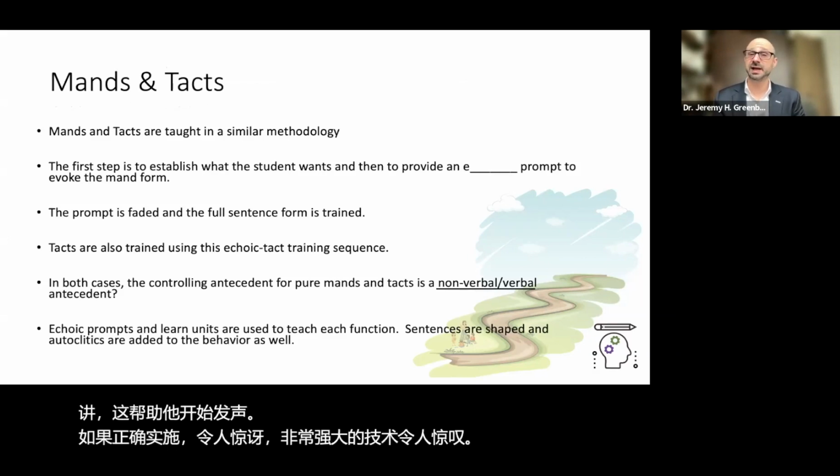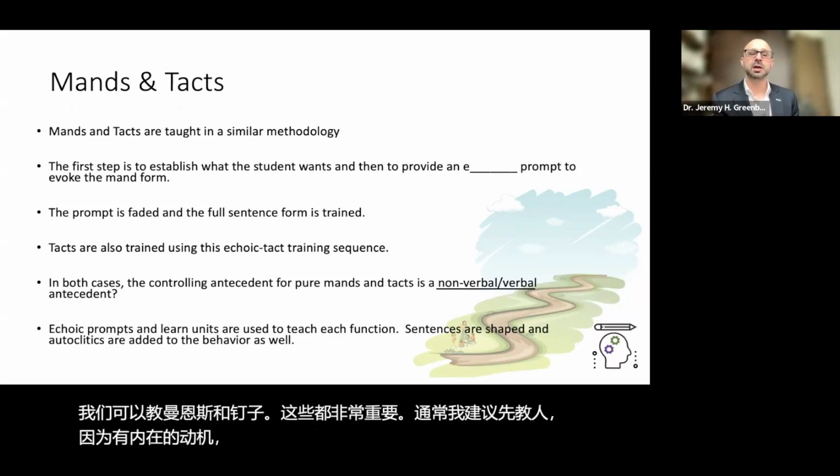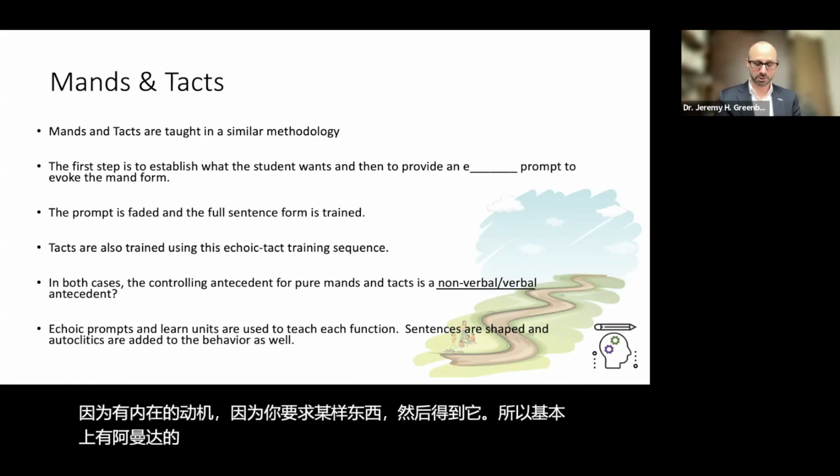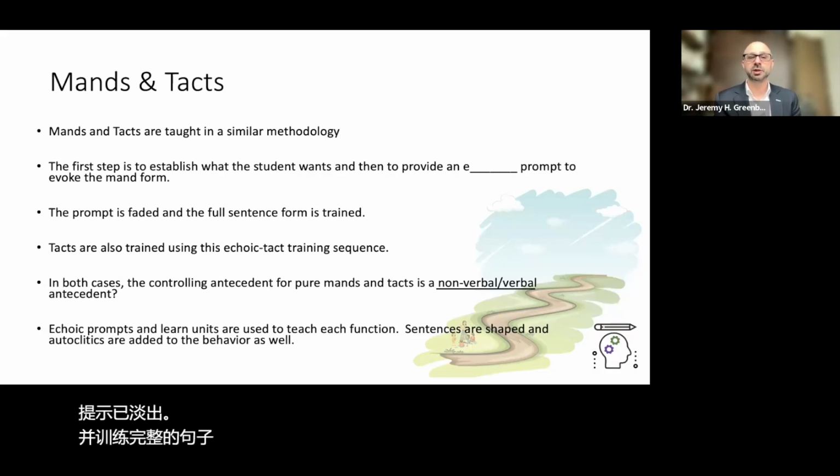We can teach mands and tacts. These are very important. Usually I suggest teaching mands first, because there's that built-in motivation, because you're asking for something and then getting it. Basically, a mand is like you're specifying the reinforcer. So that has a built-in motivation to it. The first step is to establish what the student wants and to provide an echoic prompt to evoke the mand form. The prompt is faded and the full sentence form is trained up. Tacts are also trained using this echoic tact training sequence.